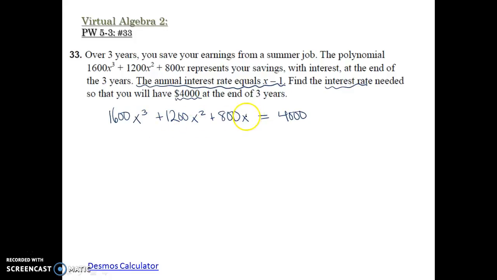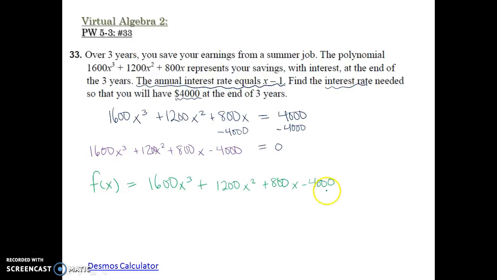So what we really want to find out is we can solve for x if we have a function that we can set equal to 0. So we're going to subtract 4,000 from both sides, and then we have this equation, which now we can talk about as a function, and we want to find the zeros for this function, because when we find the zeros, it's going to tell us what x value makes this equal 0, and that's going to tell us when our savings polynomial equals 4,000.